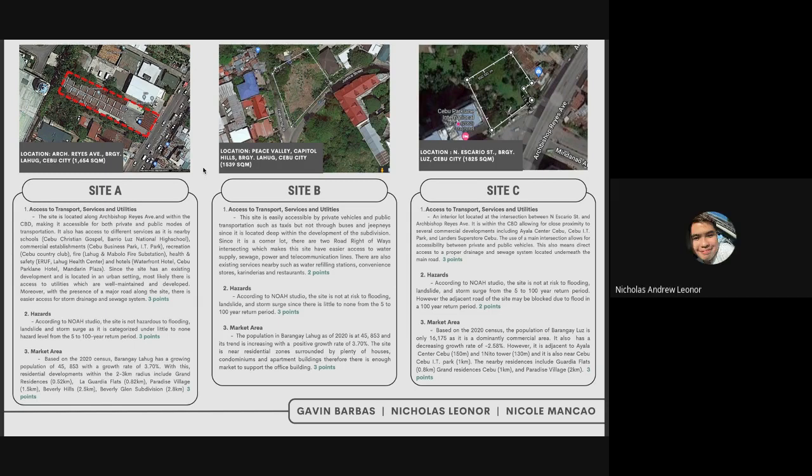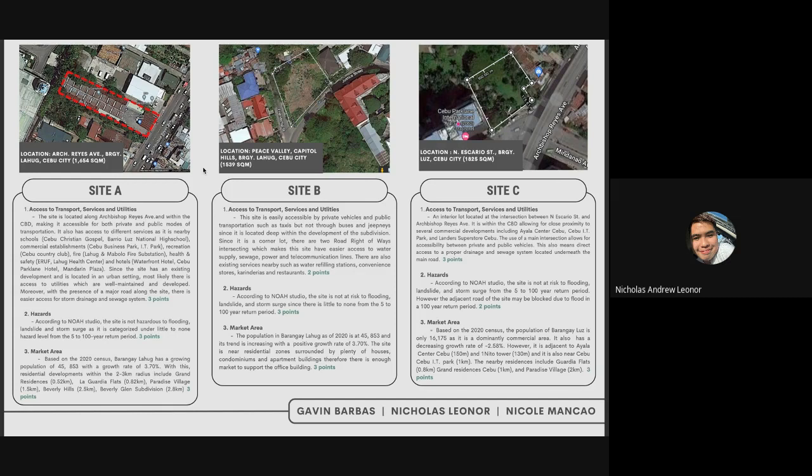So for site two, it can be seen that it's located in Peace Valley, Capitol Hills, Barangay Lahog, Cebu City. It's a corner lot within the intersection of Friendship Street and Justice Street. So it would mean that there are road right of ways already, so there would be easier access to water supply, switch power, and telecommunication lines. It can also be seen that it's deep within the subdivision, so transportation for public vehicles such as buses and jeepneys would be difficult, although it would be accessible to private vehicles and taxis.